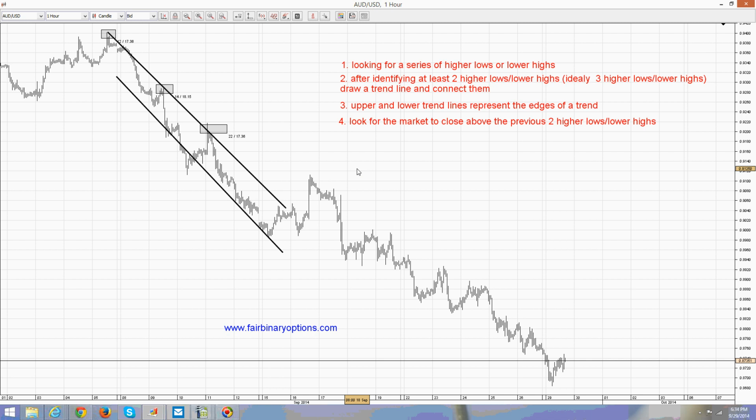Now, when does the trend end? Well, take a look at what we said here. Look for the market to close above the previous 2 lower highs in order for the trend to be corrected. So actually we will need a close above these ones here in order for the trend to be corrected, but it isn't. Instead, the market is continuing, making another lower high, then another lower high, and from this moment we can go and extend the trend if you want.